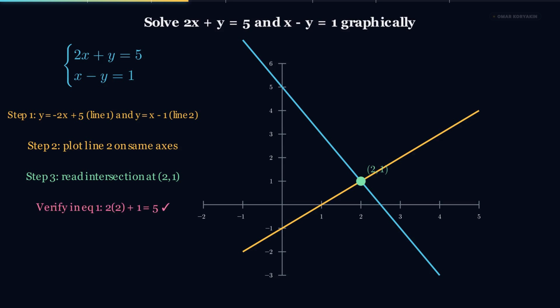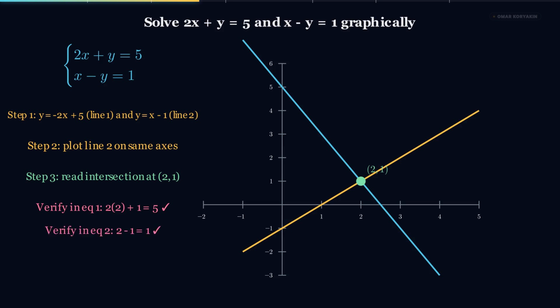Step 4. Verify by substituting the proposed solution into both original equations. First equation: 2 times 2 plus 1 equals 4 plus 1 equals 5. Match. Second equation: 2 minus 1 equals 1. Match. Both equations are satisfied by the point (2, 1), so the solution is verified.